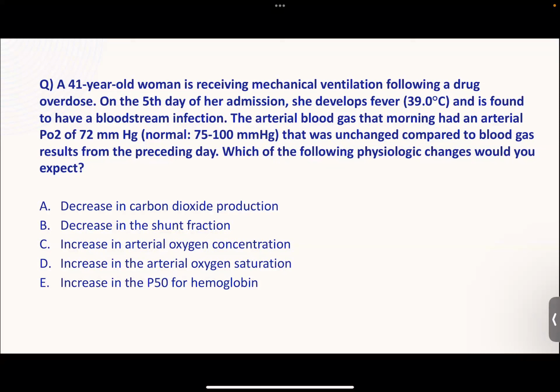Yeah, that's right. So it's E. And this is why. We see that she develops a fever, so she's got an increase in temperature, and her arterial PO2 was also less. Does anyone want me to explain why the answer is E? Or should we go to the next question?